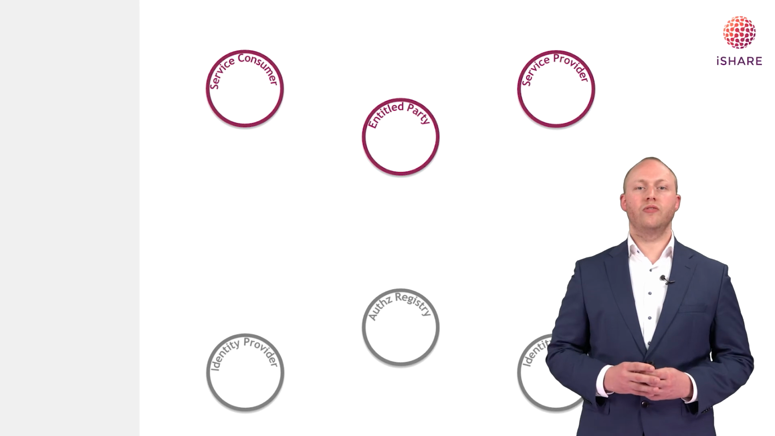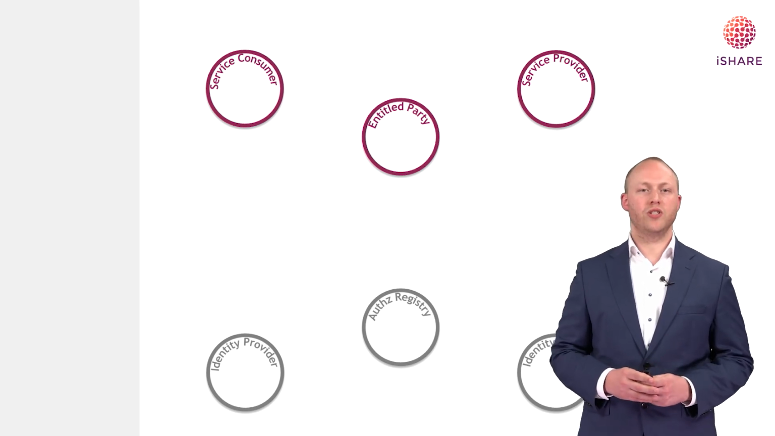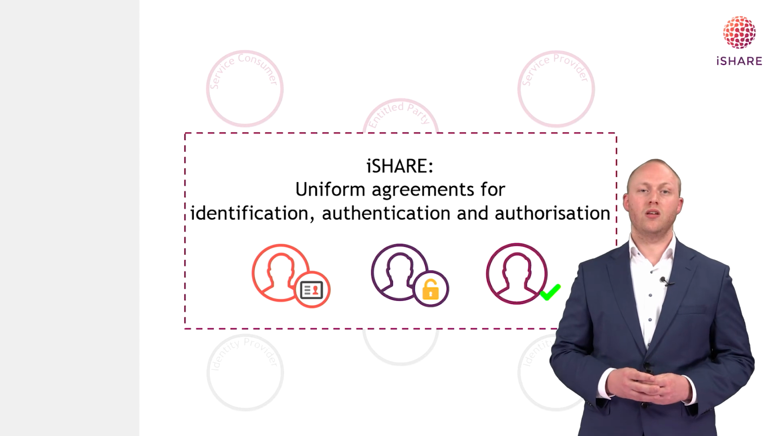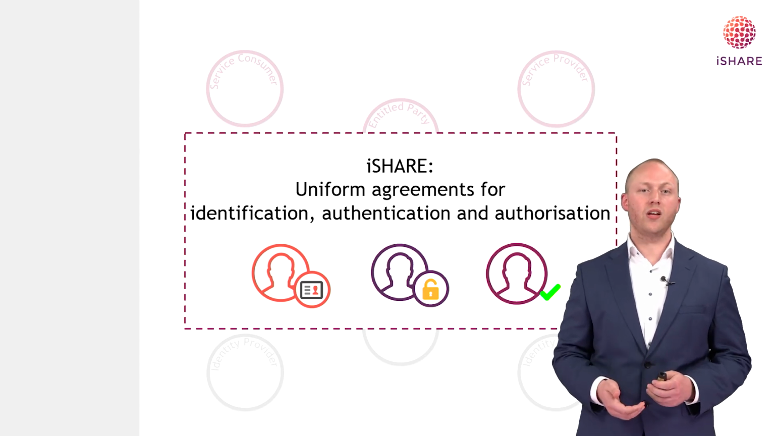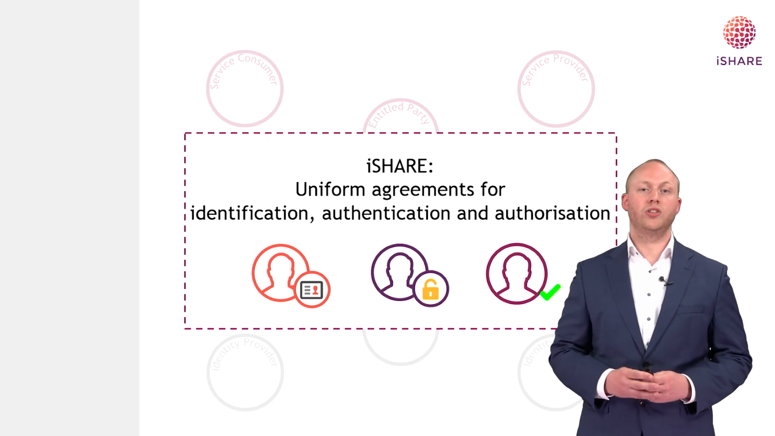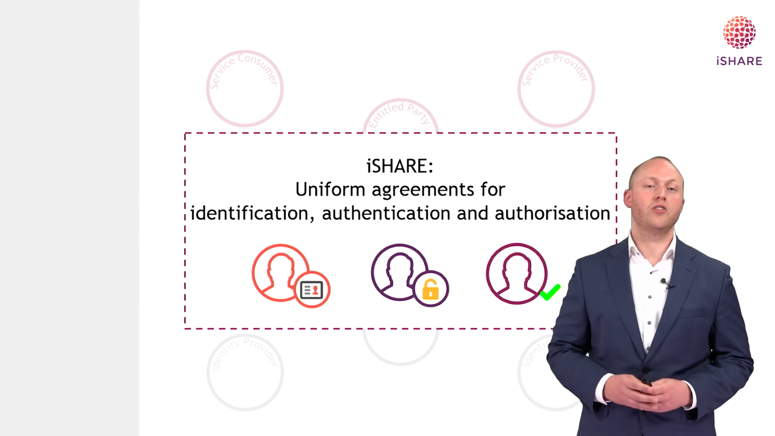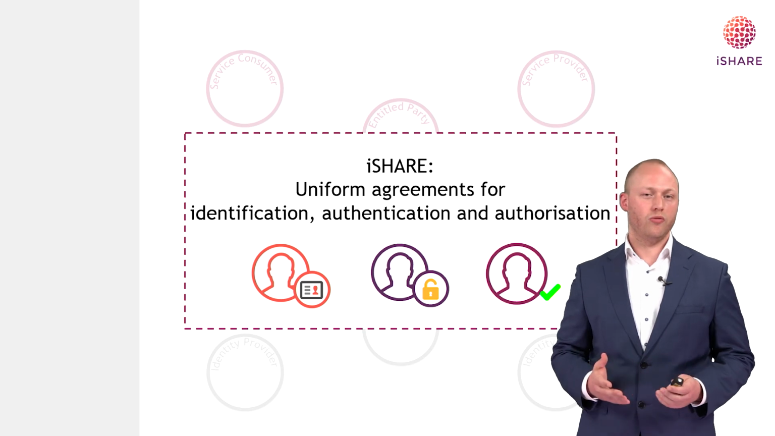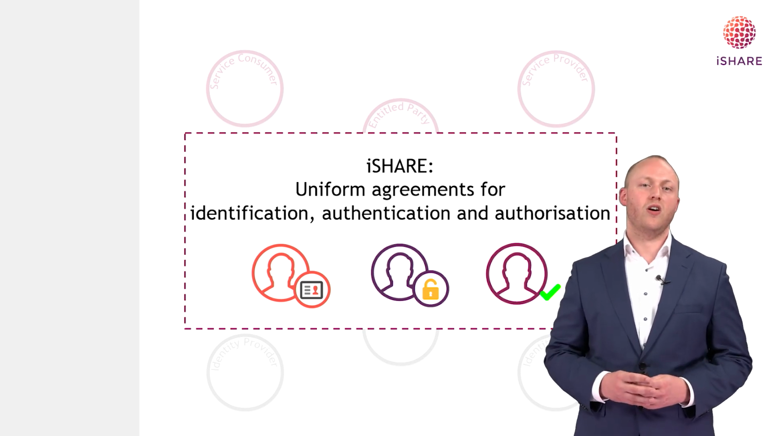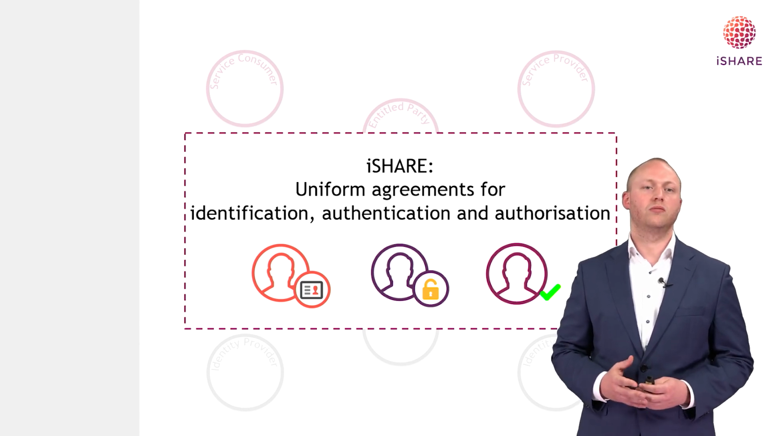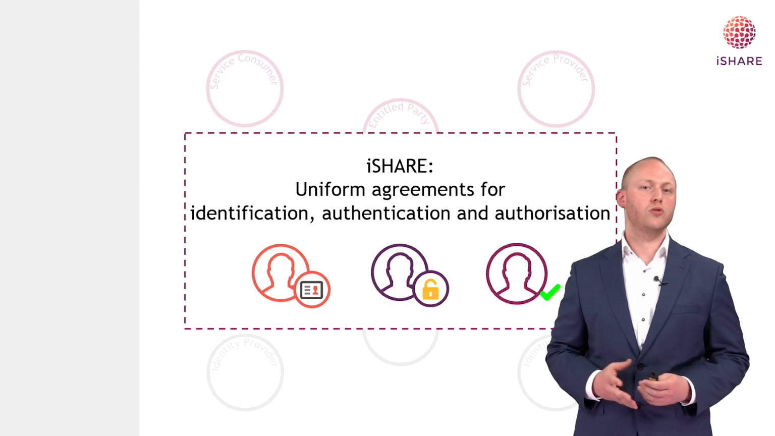So this is just one of the many situations which is possible with iSHARE. But for every party involved within iSHARE, it's essential that they have the same methods of identifying, authenticating, and authorizing parties. And the agreements are written down within the iSHARE scheme of agreements. If everybody is following these same rules for identification, authentication, and authorization, parties within the iSHARE network can be guaranteed that all parties that they share data with do so in a safe way.